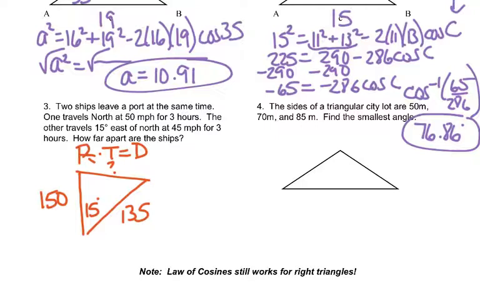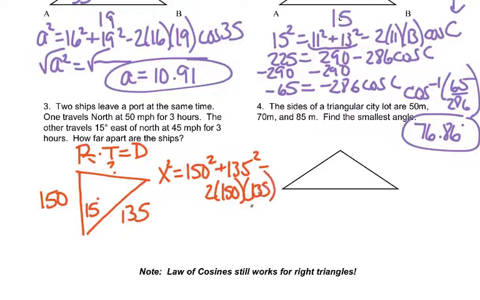So again, it would just be x squared equals 150 squared plus 135 squared minus 2 times 150 times 135 times cos of 15. And then we would take the square root of that answer. That's annoying to type all in, but that's really the worst part. 150 squared plus 135 squared, I'm typing it in, minus 2 times 150 times 135 times the cos of 15. And then I take the square root of that answer, and I get 40.06.